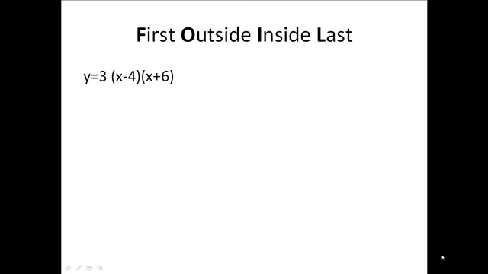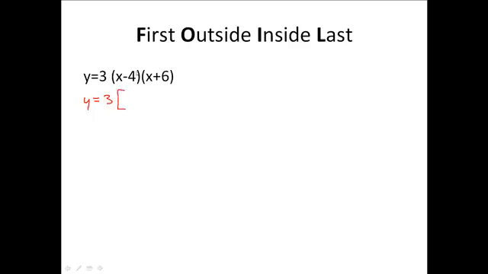So here we go. We are using the FOIL method. You might remember from a different math class that FOIL stands for first, outside, inside, last. It instructs us how to approach our problem. So if we look at this, you should say to yourself automatically, that's a parabola in the intercept form with the x-intercepts of 4 and negative 6. If we wanted to rearrange that into standard form, we would say y equals 3.